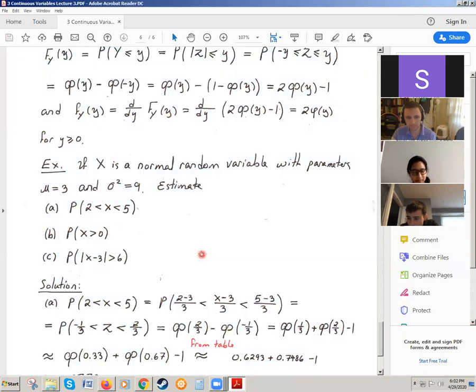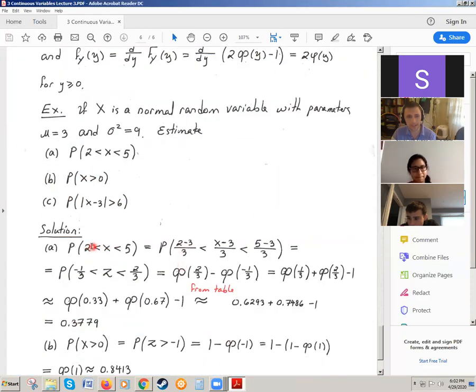Here I have that x is between 2 and 5, which means x minus 3 over 3, which is my z-score, is between 2 minus 3 over 3 and 5 minus 3 over 3. I just keep the inequality, subtract 3 everywhere, and then divide by 3 everywhere. I get that z is between minus 1/3 and 2/3, which, if I'm consulting the table, I have to change into 2 decimal places. So this is basically phi evaluated at 2/3 minus phi evaluated at minus 1/3.